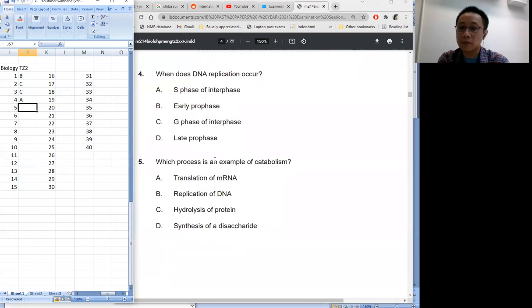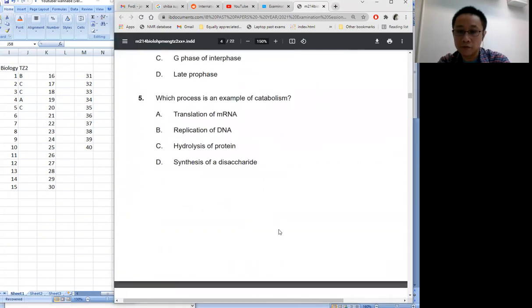5, which process is an example of catabolism? So catabolism involves the breaking down of complex molecules, often by hydrolysis. And guess what? C is the answer. And all 3 other choices are examples of anabolism, which involves condensation reactions.